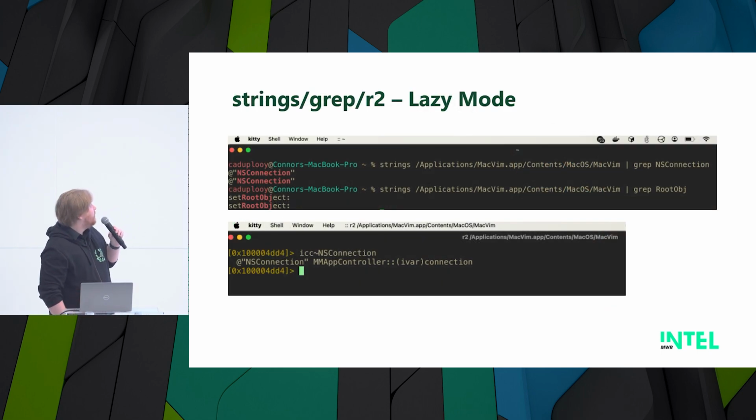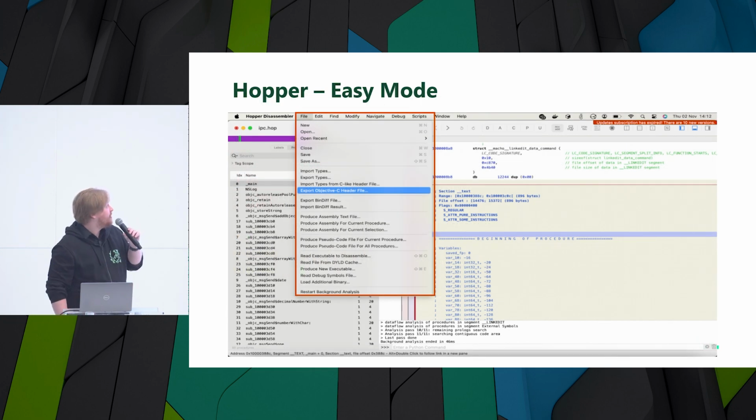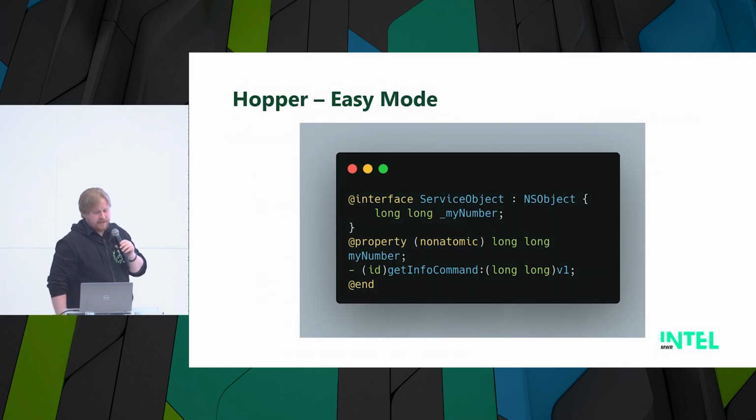This is what I like to call the lazy approach. You can use something like strings with grep, or even just Radare2, take every single binary on your system and pipe it through it and see if there are any indications that these interfaces are being used. Then there's the Hopper easy mode, which unfortunately I only found out about after the assessment that I needed this for. As you can see, there's a very nice context menu there, Export Objective-C header file, which gives you the interface declaration directly. Unfortunately, that doesn't give us the type. So you'll see getInfoCommand long v1. We don't know what type this function is expecting.